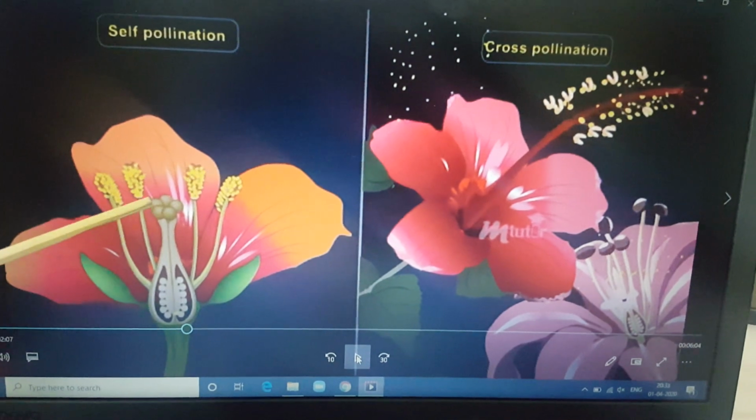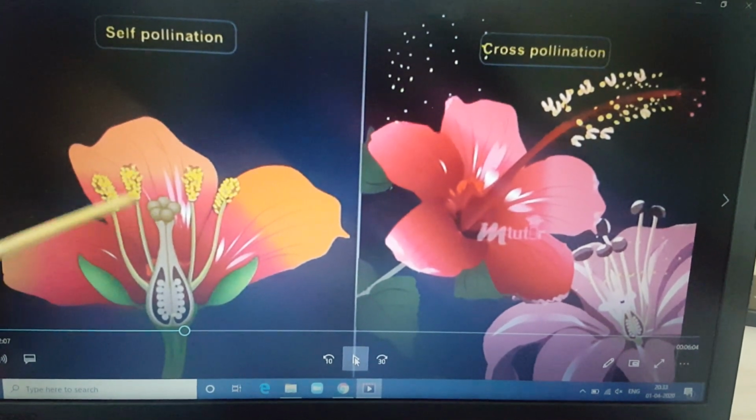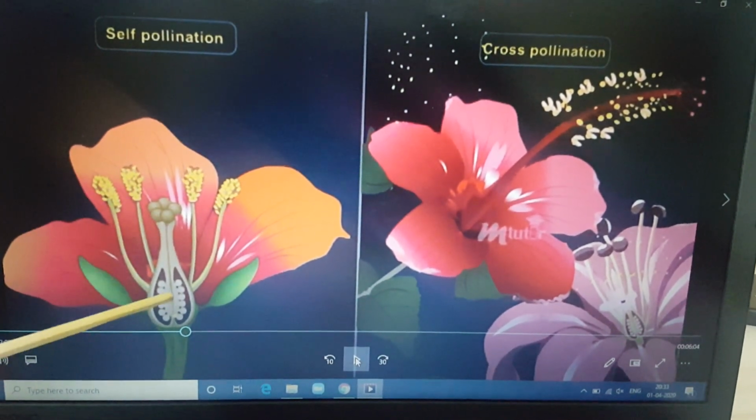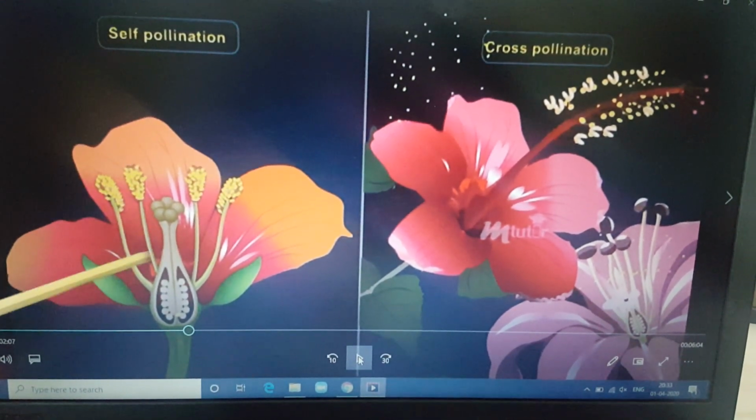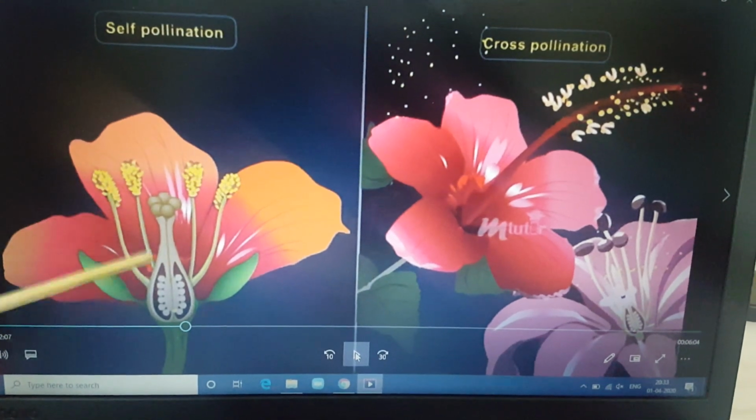Much of the pollen will not get wasted. Pollination is done quickly, and even the fertilization takes place quickly over here when we come down to the self-pollination. It is self-pollinated, or autogamy.